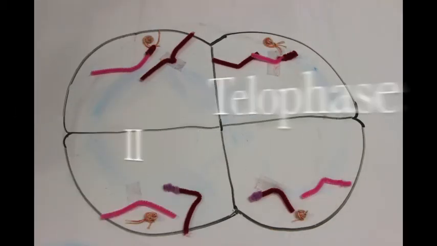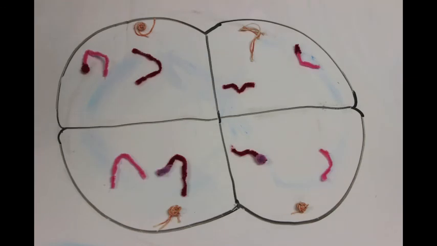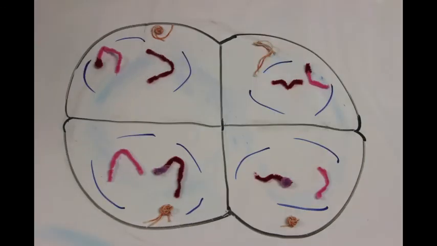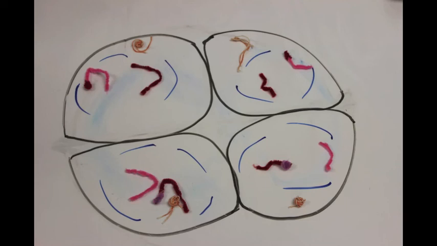The last stage is telophase 2. This is where chromosomes unwind and new membranes form for the cell to pull apart. And there we have 4 haploid daughter cells. In males, these will go to form sperm cells, and in females, they will form egg cells.